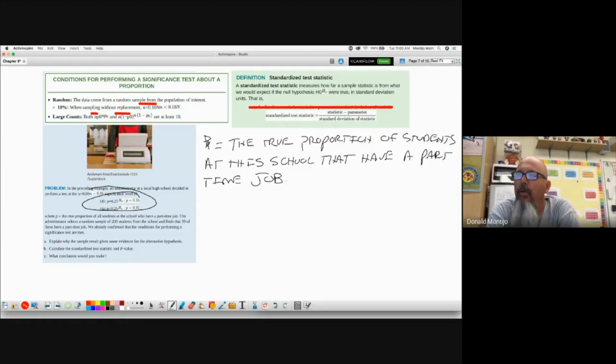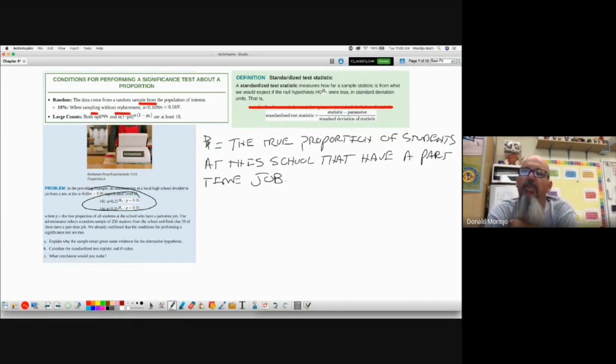Now, let's assume that all the conditions have been met. Let's assume that it's an SRS, that it's independent, and that it's normal. I think you could see that it would be, assuming there were more than 2,000 students at the school. 0.25 times 200 would be 50. 1 minus 0.25 times 200 would be 150, both greater than or equal to 10. And they tell us that these students were randomly selected from our school.